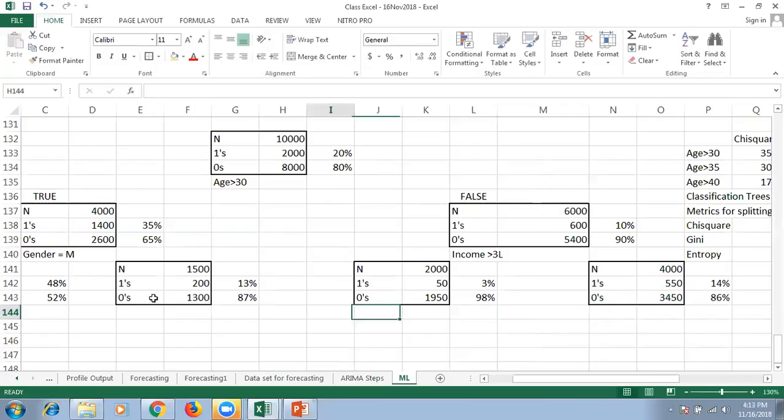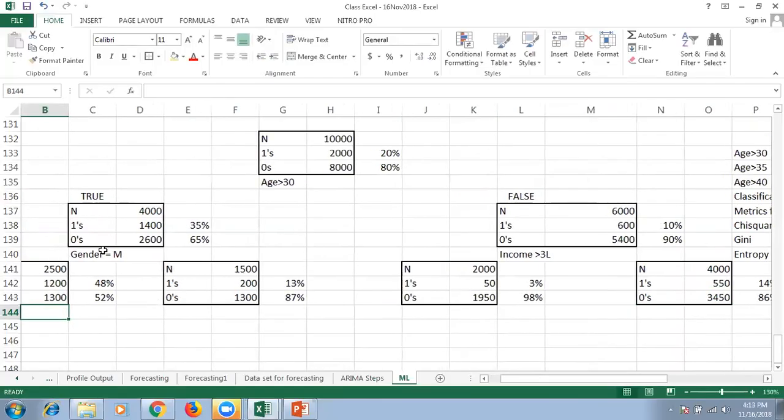So why did you get different variables over here? Because this is considered as a separate group. For these 4,000 customers, which split gives me the highest chi-square value? For these 6,000 customers, which split gives me the highest chi-square value? So that's how income is giving the highest chi-square value here, and gender is giving me the highest chi-square value here.